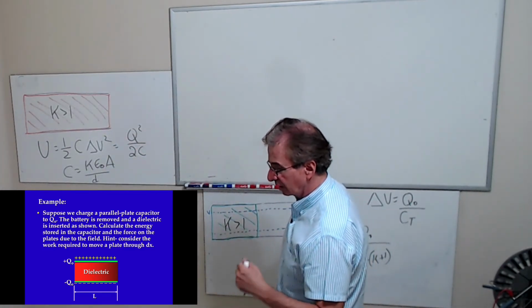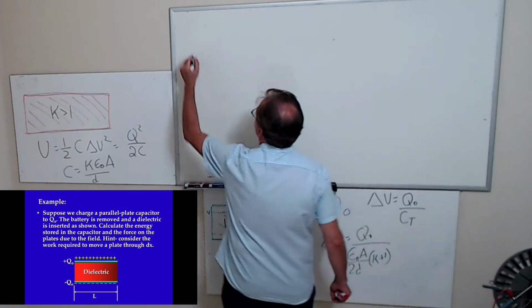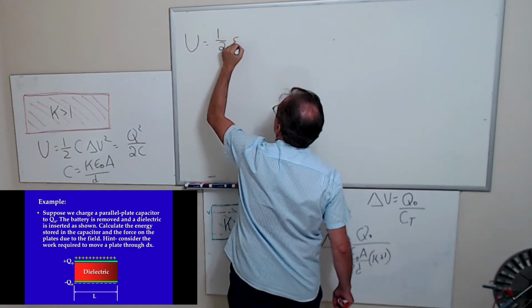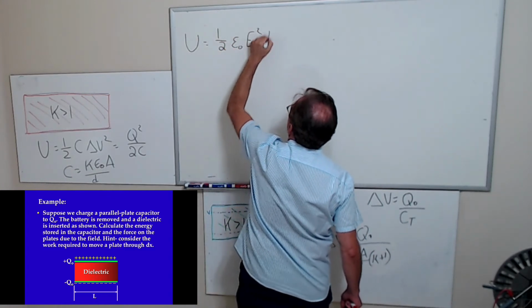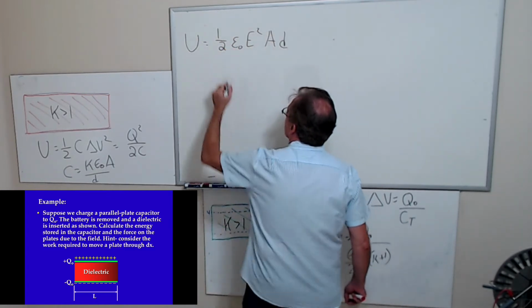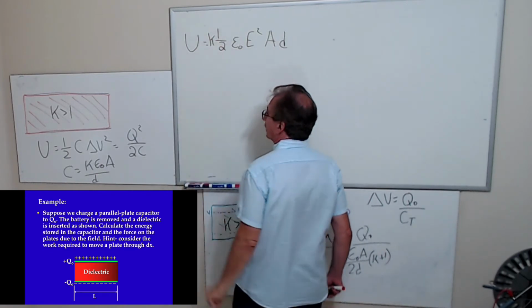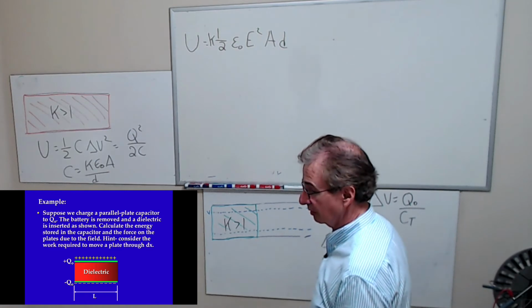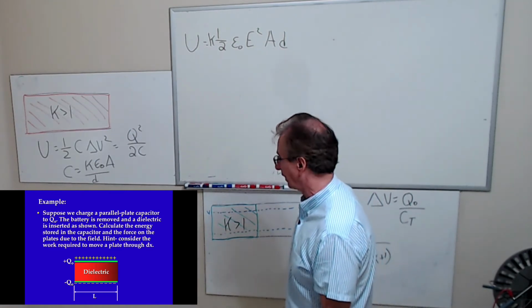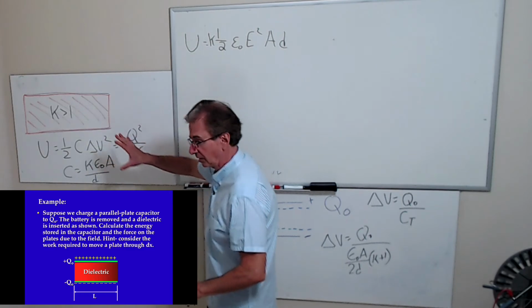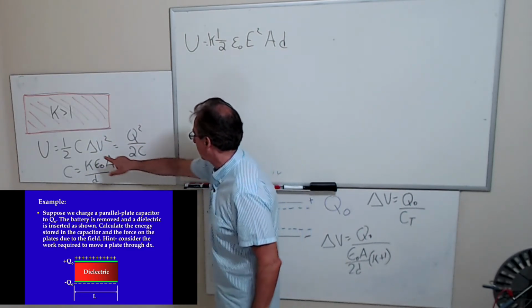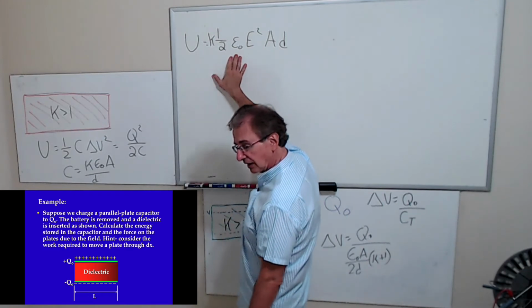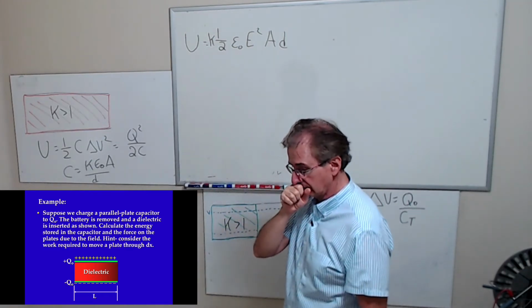I also wrote it a different way the other day. I wrote it like this. I wrote it like that the other day too, well, without the kappa. I did it for the case where there was no dielectric in between the plates. So I can write it this way, I can write it this way. And for the parallel plate, I can write it this way too. So let's look at it from this point of view.